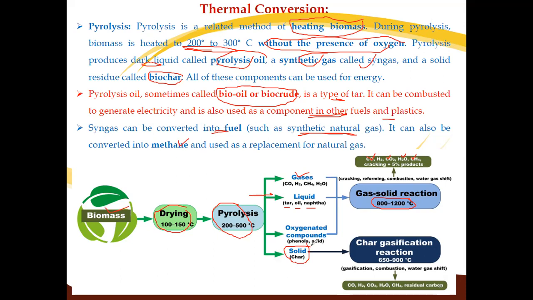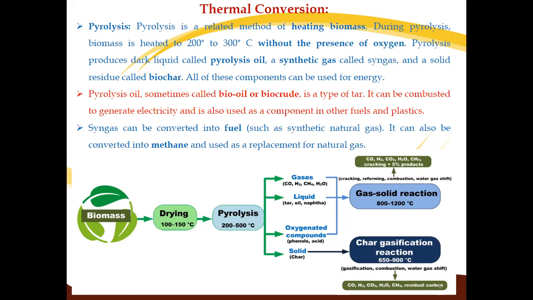And we get a solid fuel from this pyrolysis process. It is called char, or biochar. The biochar gasification reaction takes place at 650 to 900 degrees Celsius. Again, that forms gases like CO, H2, CO2, H2O, methane, and residues of carbon. So this is the pyrolysis method. From that, we can produce gaseous fuel, liquid fuel, and also solid fuels. So this is the pyrolysis process.